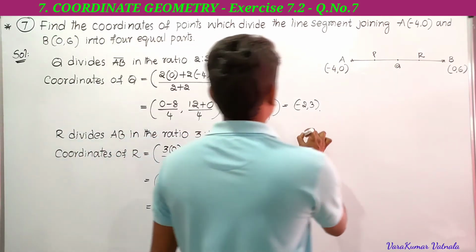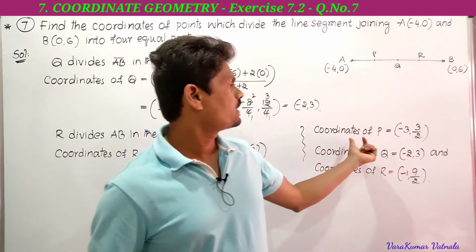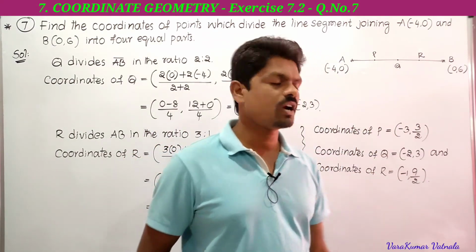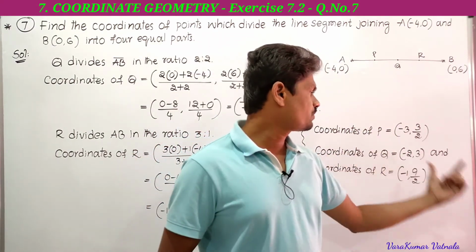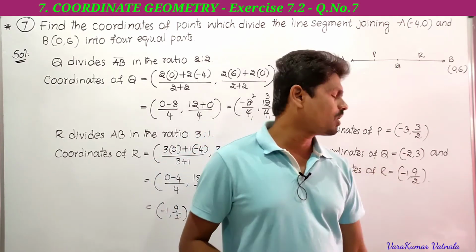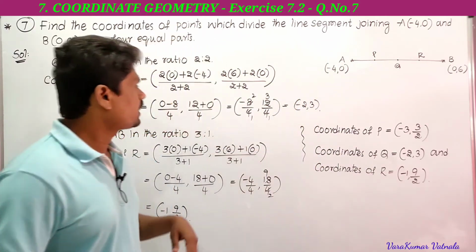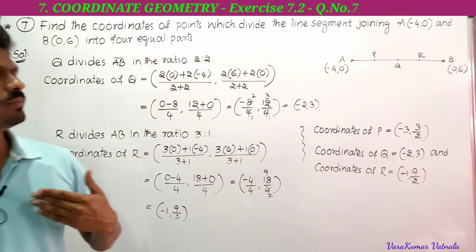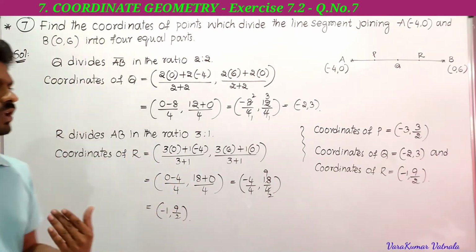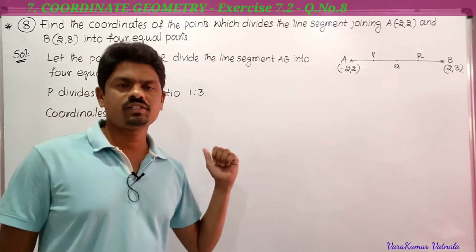So therefore we can write coordinates of P equal to minus 3 comma 3 by 2, coordinates of Q equal to minus 2 comma 3, and coordinates of R equal to minus 1 comma 9 by 2. So this is the 7th problem in exercise 7.0. Next we have to solve the 8th problem.